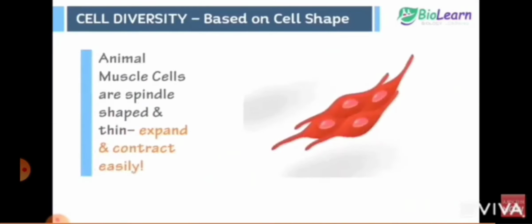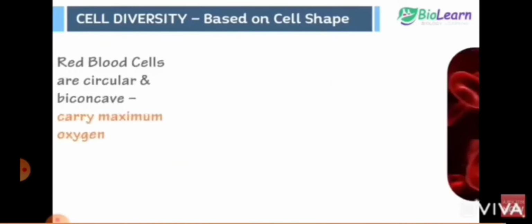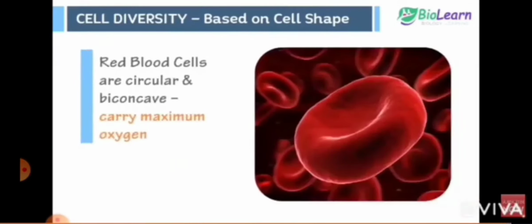Muscle cells are spindle in shape and thin, which enables them to expand and contract easily. Red blood cells are circular and biconcave, which allows them to carry maximum oxygen.